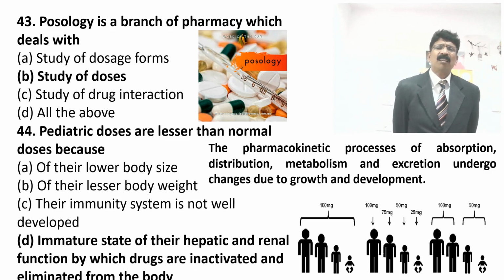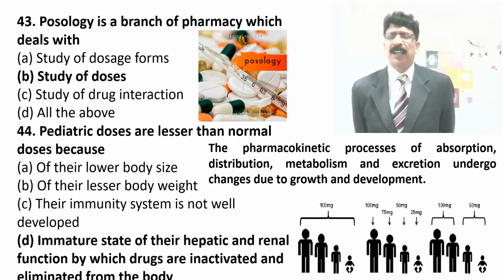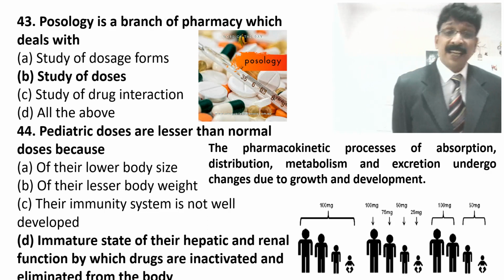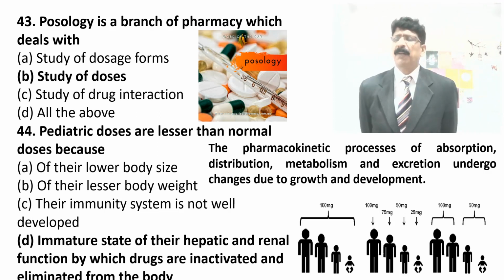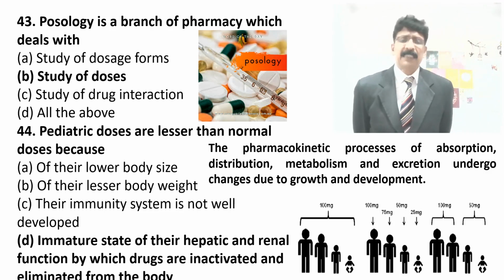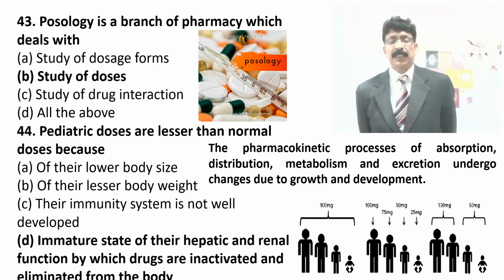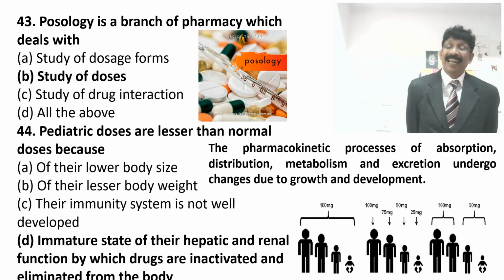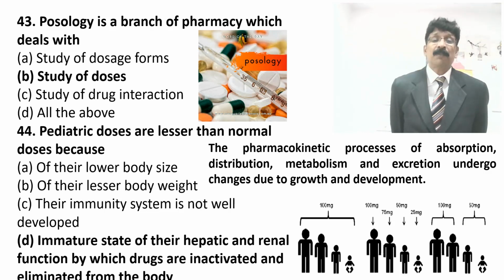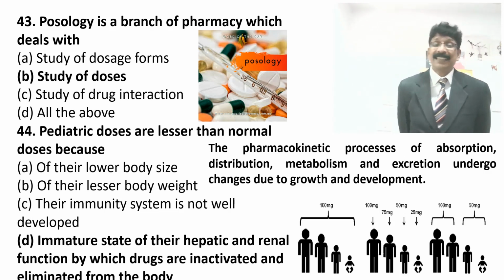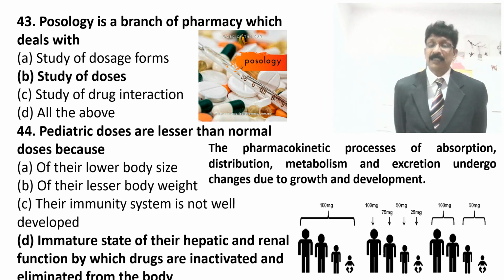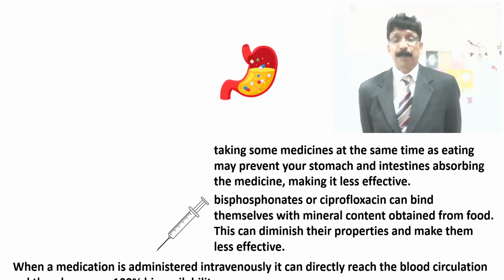These are all not correct for the periodic dose. The immature state of their hepatic and renal function, meaning the development of their organs, by which the drugs are inactivated and eliminated from the body. So pediatric doses are lesser than the normal dose. This is the reason why we are giving a lesser dose for the pediatric dose.